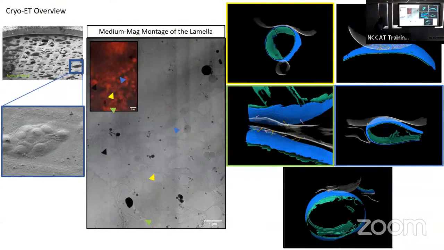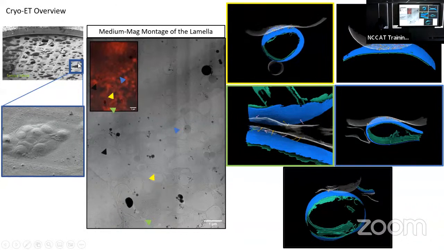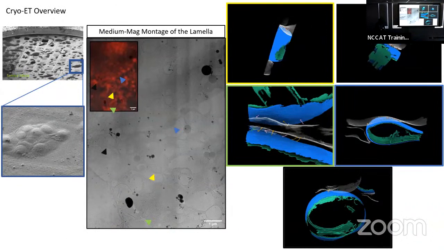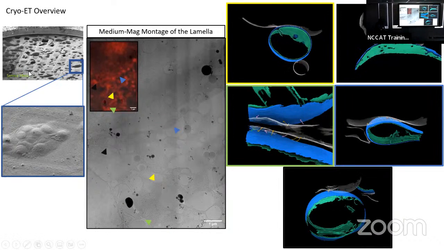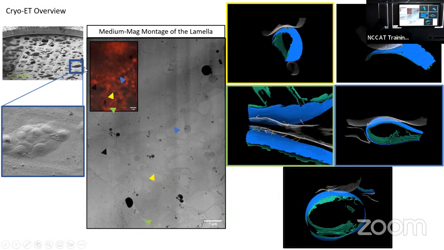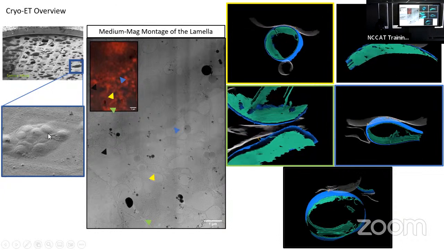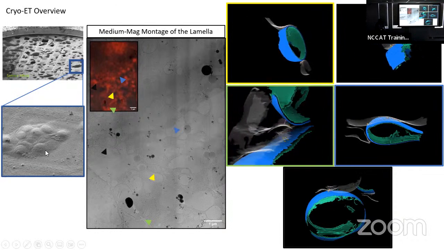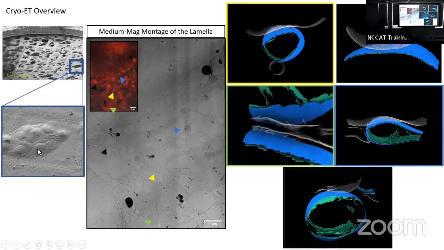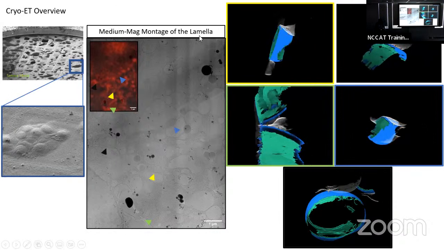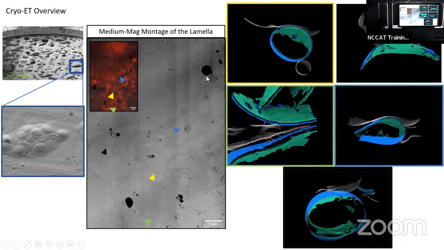All right, so putting all of this together, I eventually worked with HeLa cells with an mScarlet tag on my protein, overexpressed. This is a clump of cells. Some of them may not look super healthy, but anyways, I milled a lamella. This is a medium mag montage of the lamella.